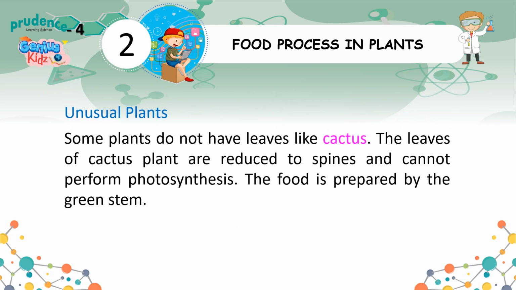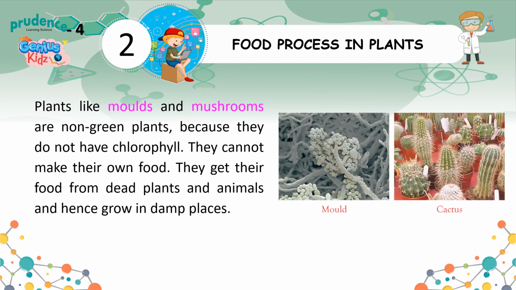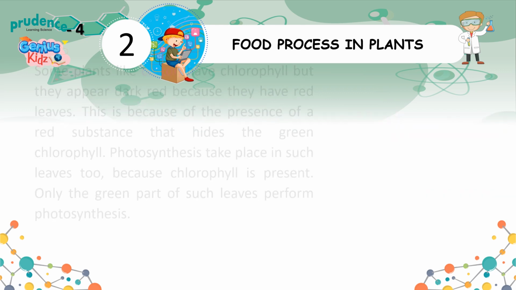Unusual plants. Some plants do not have leaves, like cactus. The leaves of cactus plant are reduced to spines and cannot perform photosynthesis. The food is prepared by the green stem. Plants like molds and mushrooms are non-green plants because they do not have chlorophyll. They cannot make their own food. They get their food from dead plants and animals and hence grow in damp places.